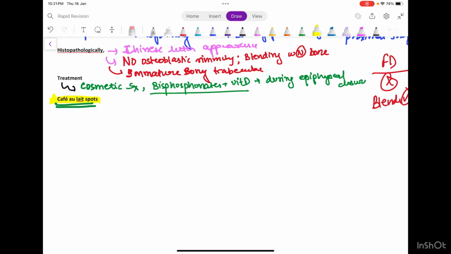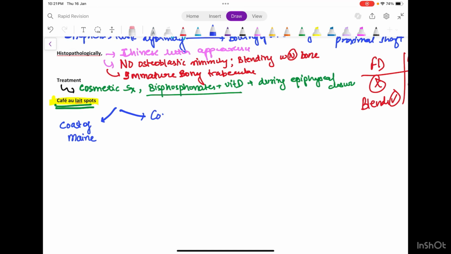Alright, now there is one more confusing aspect, which is the café au lait spots. Now in the café au lait spots, what you need to know is basically café au lait spots you can see in two lesions. First of all, there are two appearances. One is the coast of Maine appearance of café au lait spots, and then there is coast of California appearance of the café au lait spots.